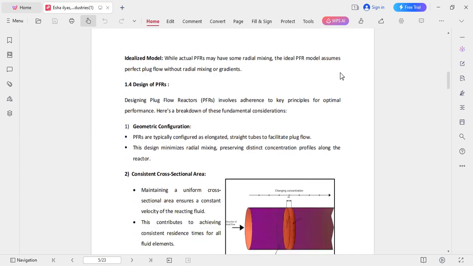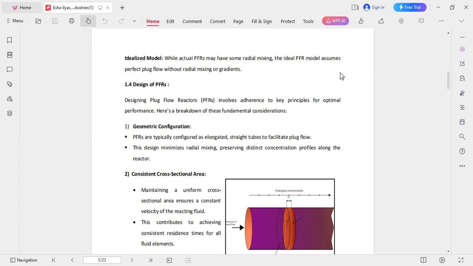Design of plug flow reactors. Designing plug flow reactors involves adherence to key principles for optimal performance. Here's a breakdown of these fundamental considerations. Number one, geometric configuration. PFRs are typically configured as elongated straight tubes to facilitate plug flow. This design minimizes radial mixing, preserving distinct concentration profiles along the reactor.